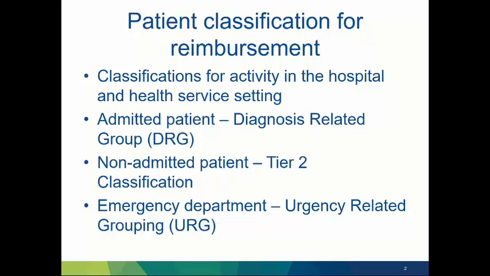So our classification, though, in the public hospital setting, for activity in hospital and health services, admitted patients are diagnosis-related groups, which are based on the International Classification of Diseases, Australian modification, and also the ACCCCN codes. ACCCN, so they're the procedure codes. Non-admitted patients are on a Tier 2 basis, and that's pretty much a simple description of the provider, not necessarily the patient characteristics. And then there's an emergency department, urgency-related grouping that is also applied in the public sector.